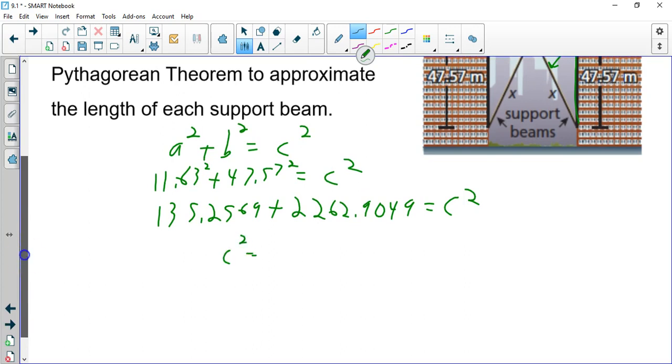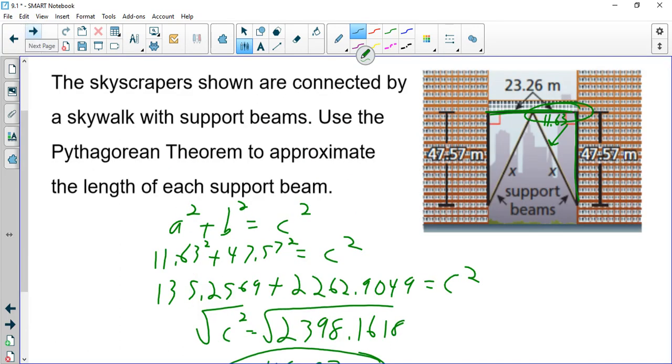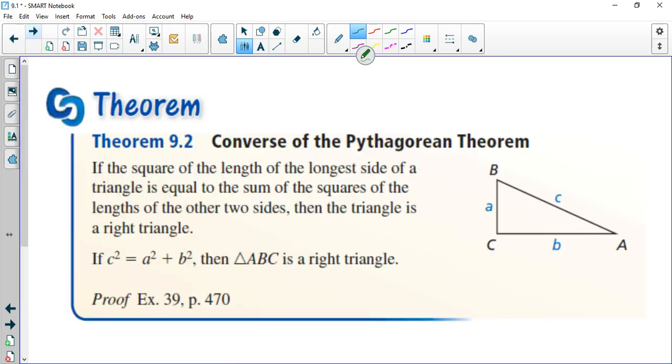So C squared is equal to 2398.1618. We're going to square root both sides. And we're going to get a decimal answer here because we started with decimals. And we're going to get C is equal to 48.97 meters. That's our answer. Remember, anytime you need to, hit pause, go back.